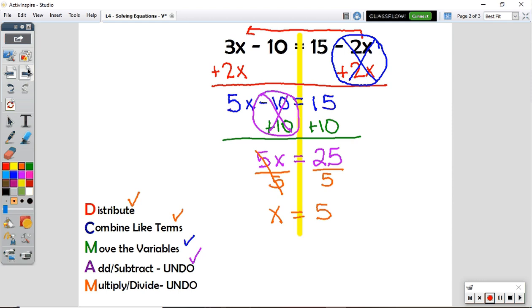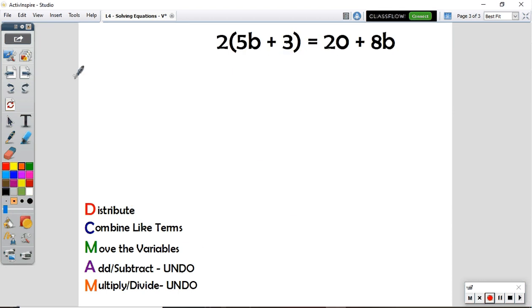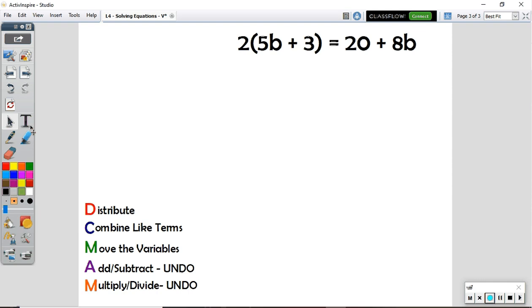So I want to try one more problem with you. This one, hopefully you noticed before we even get started. There are some parentheses here. So you should know what that means. Let me go ahead.